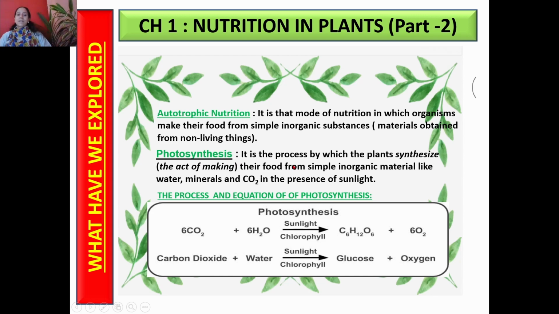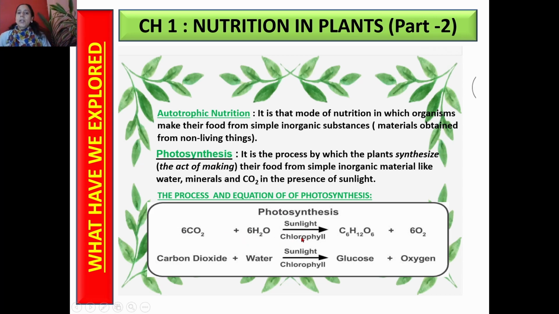So photosynthesis is a stepwise procedure in which plants utilize inorganic substances and convert those into an organic substance, that is sugar, to be more precise, glucose, with the help of sunlight, in the chlorophyll containing parts of the plant. And mostly this photosynthesis is carried out by green leaves.